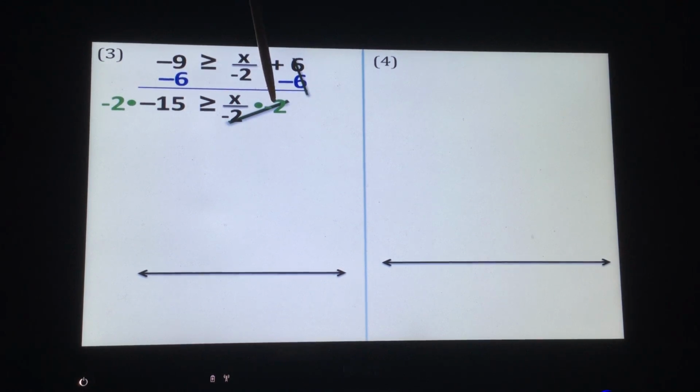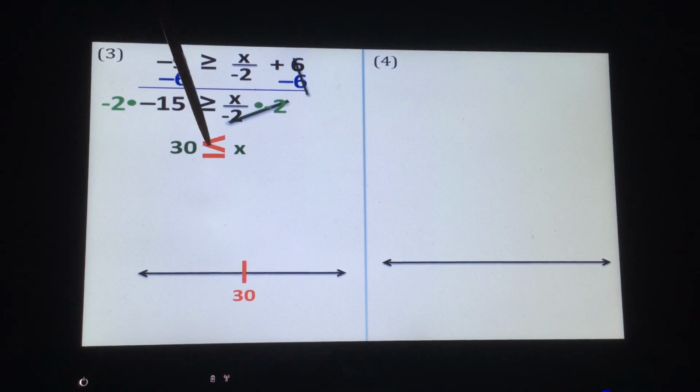In this case, we're multiplying by a negative. So this greater than or equal to symbol needs to change to a less than or equal to symbol. Okay? Now, on this side, -2 times a -15, that gets you a positive 30. On the right side, we still have just x. So 30 is less than or equal to x. Okay? So let's go ahead and put that 30 on there.